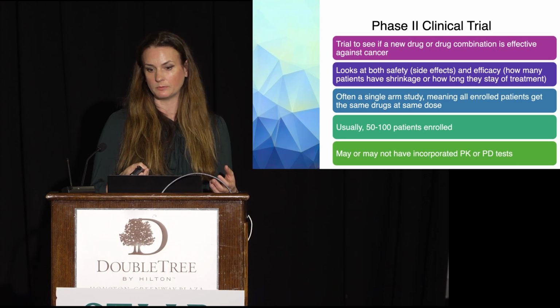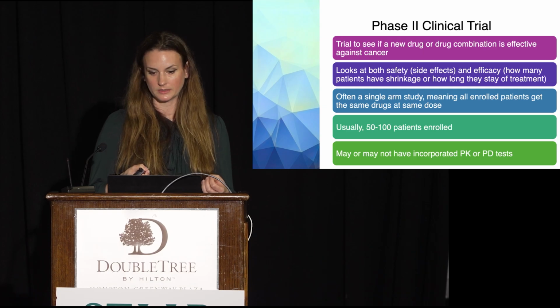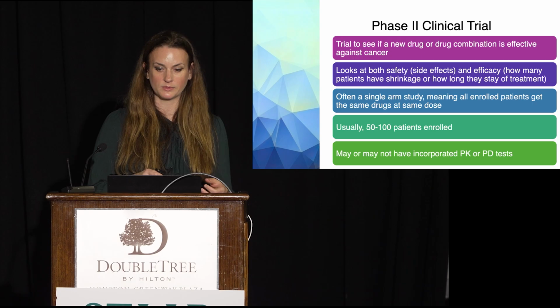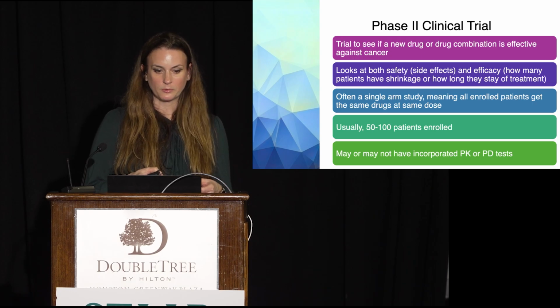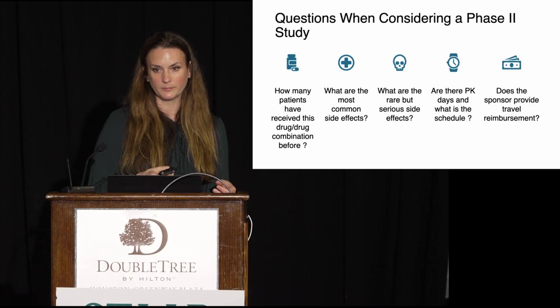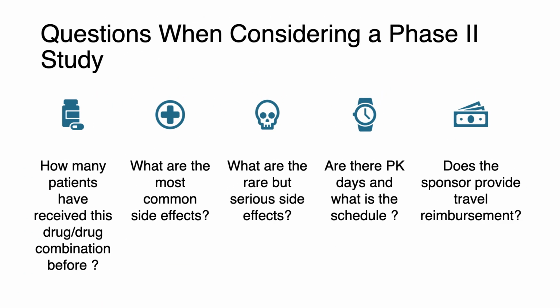This type of study will look at both safety and efficacy. These studies usually enroll about 50 to 100 patients. Sometimes these also have those PK tests or PD tests, other times they don't. In looking at a phase 2 study, it's important to know how many patients have received the drug or drug combination before. By the time a drug is in a phase 2 study, we should know what the side effects are. So you should ask, what are the most common side effects, like nausea, fatigue, decreased cell counts?